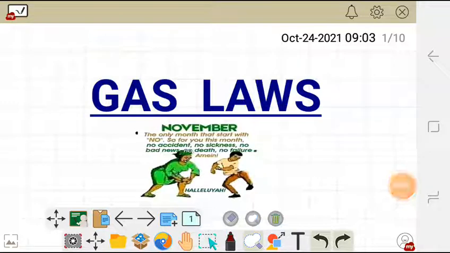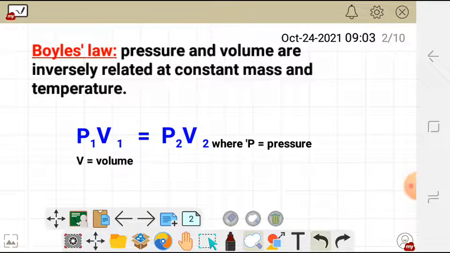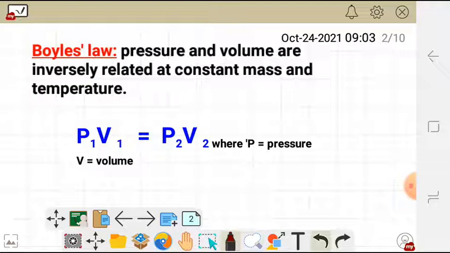In this video, I'm going to talk about gas laws. So to begin with, let's start by looking at Boyle's law. This law states that pressure and volume are inversely proportional, are inversely related at constant mass and temperature.